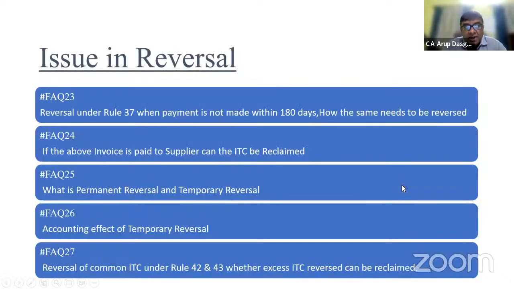Next, reversal under 37. When payment is not made, how does the same need to be reversed? So the simple thing is that it has to be shown under 4B2 others column, because it is a temporary reversal. And what is the temporary reversal? It is like a temporary thing. What is temporary? Something which is not lasting forever. So whenever I am showing it as a temporary reversal, I am just showing it in 4B2.